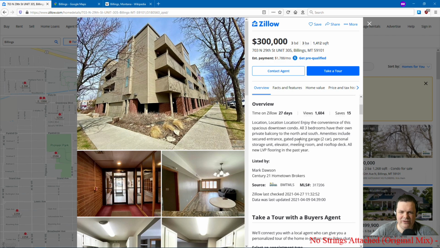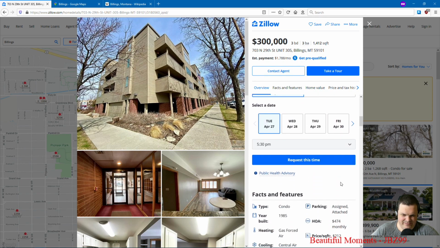All right, all three bedrooms have their own private balcony to north and south. Okay, to north or south, perhaps, is what you mean. I mean, maybe there's a balcony on each side, though. That seems unlikely, doesn't it? A secured entrance, gated parking garage, two cars, personal storage unit, elevator, meeting room, rooftop deck. Common areas in multi-unit apartment buildings are ass. They're terrible. And you don't want to live there, so you don't want to use them. So they're never really assets towards living there. They're never really worthwhile.